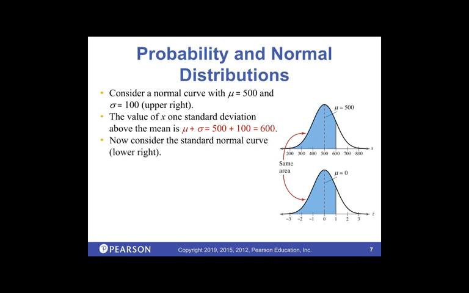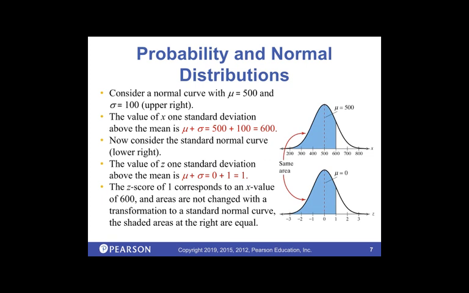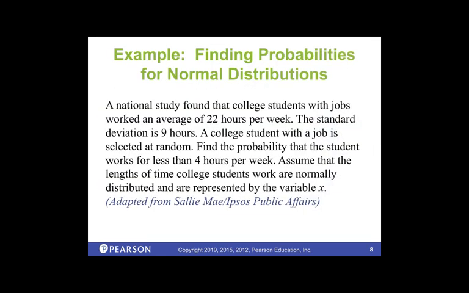Now consider the standard normal curve in the lower right. The value of z, one standard deviation above the average, is mu plus sigma, which is 0 plus 1, which is 1. So the z-score of 1 corresponds to an x value of 600, and the areas are not changed with the transformation to a standard normal curve. The shaded areas at the right are equal. The shaded area tells us the area under the curve to the left, and that's going to be the probability that x is equal to that x value or z is equal to that z value. So let's look at an example.